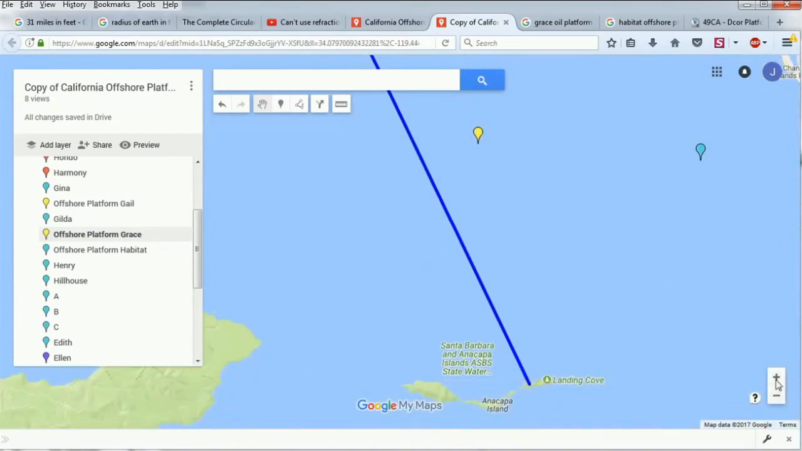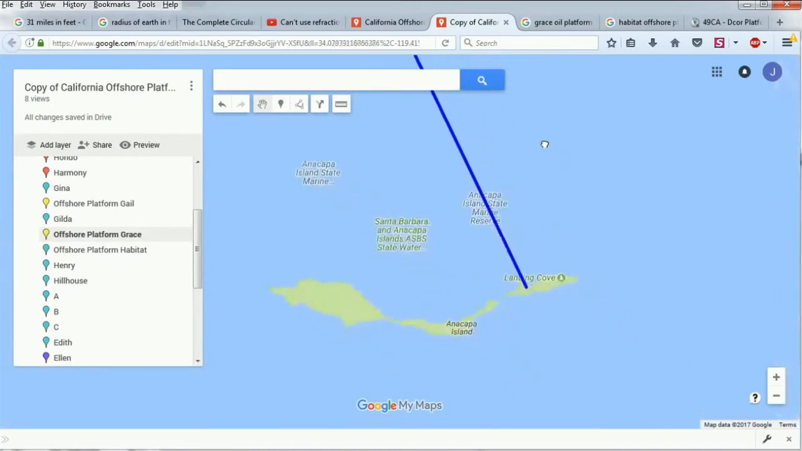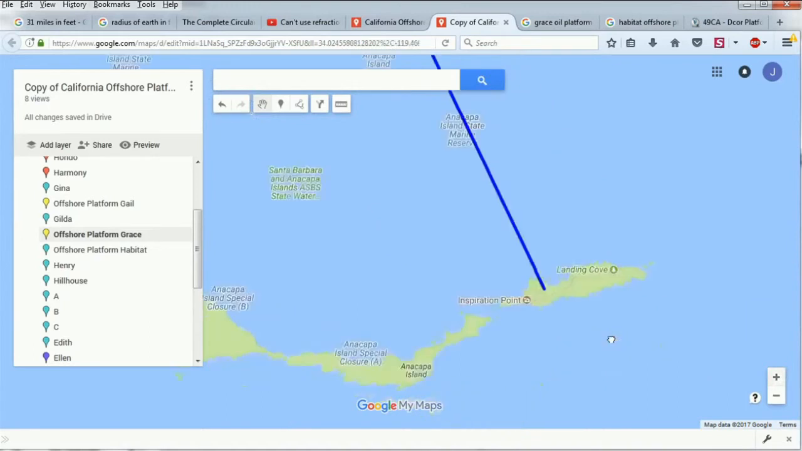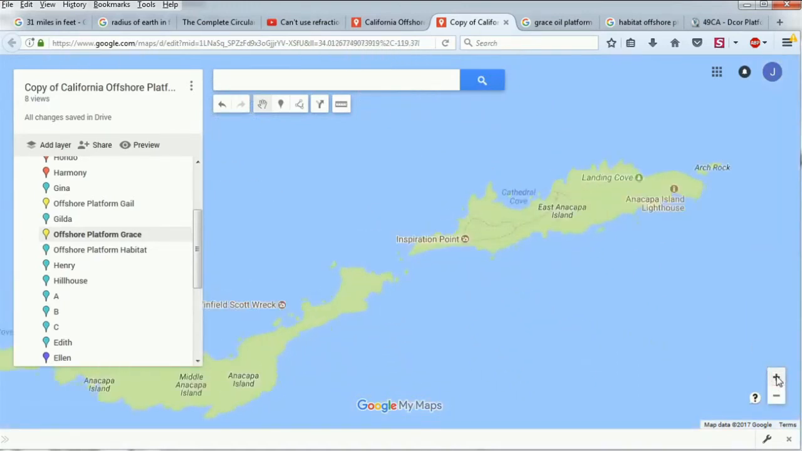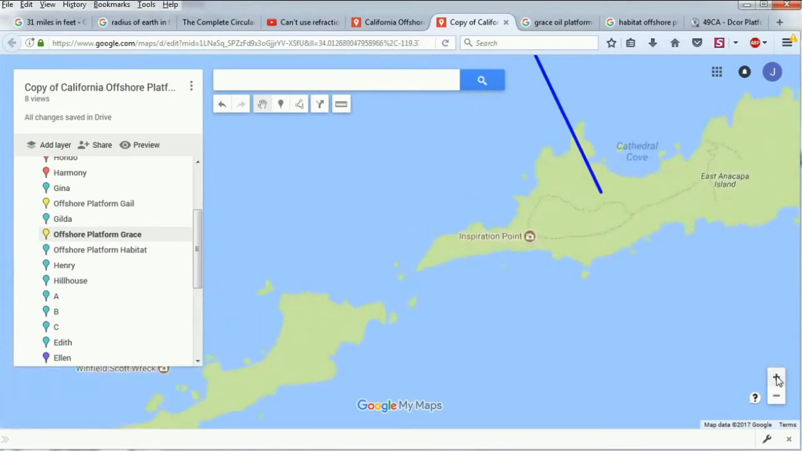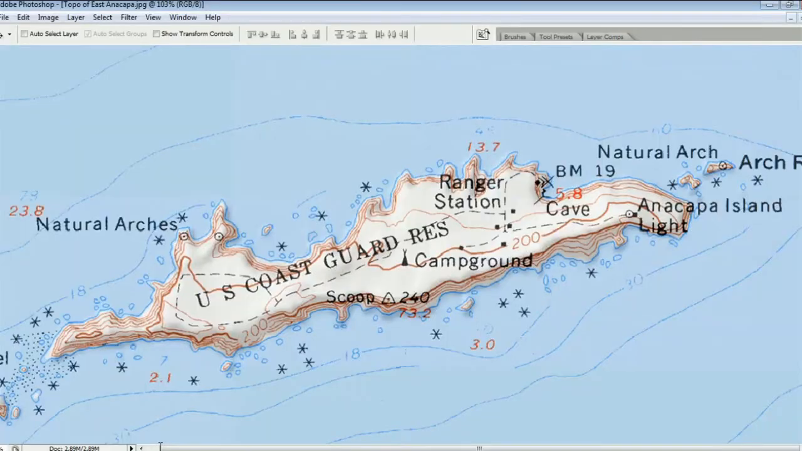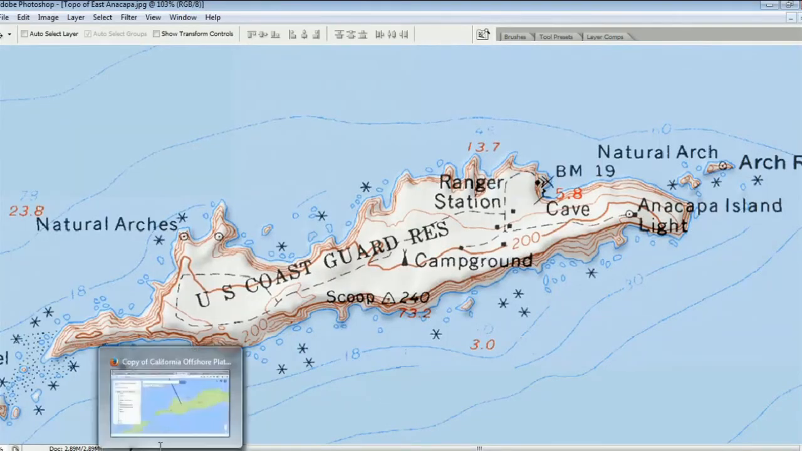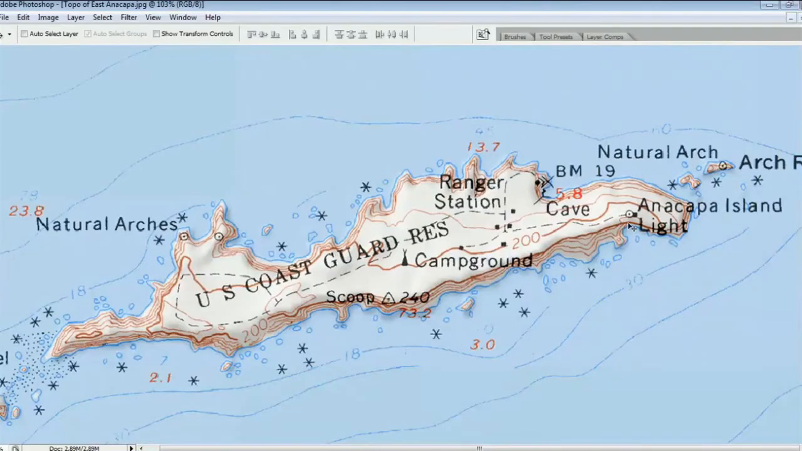And here we go. This is East Anacapa Island, exactly as we saw on the topographic map. You can see it looks the same. It is the same island. We saw the lighthouse and the shape of it's the same. And this high area right here, where is it?